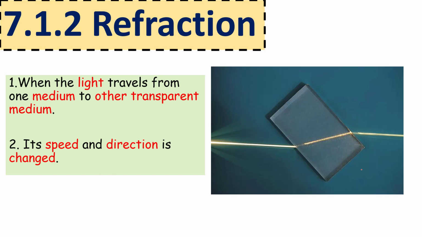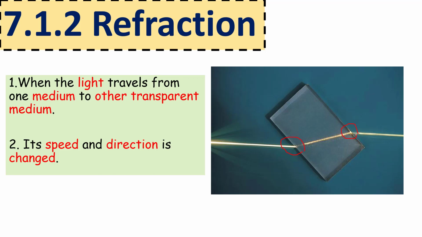The first topic is reflection. Second is refraction. Why is refraction different from reflection? Look at this. When light travels from one medium to another transparent medium, its speed and direction are changed. Can you see it?